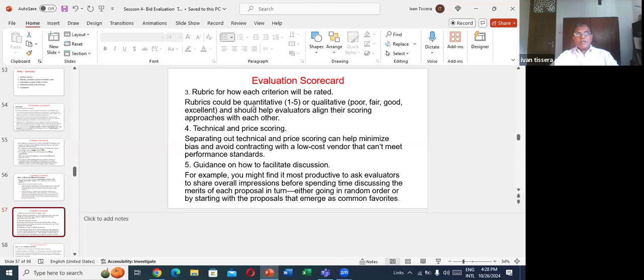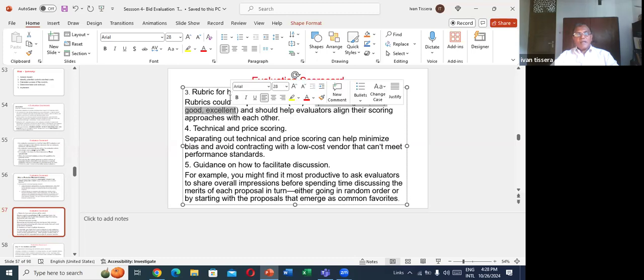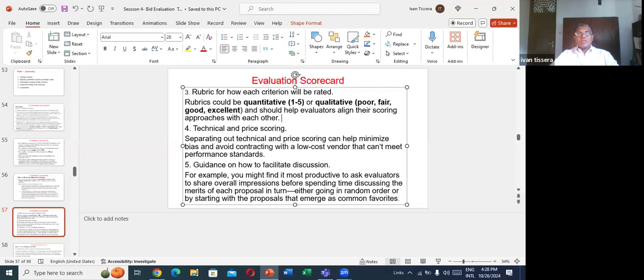The rubric could be quantitative, which is normally the easier way, say 1 to 5, or qualitative. What are the qualitative evaluations? Like poor, fair, good, and excellent. Then we have to use scores. For poor, maybe 0, fair is something, good is something, excellent is something out of the marks, and this should help evaluators align their scoring approaches with each other.